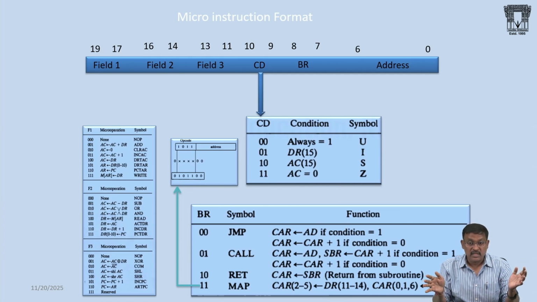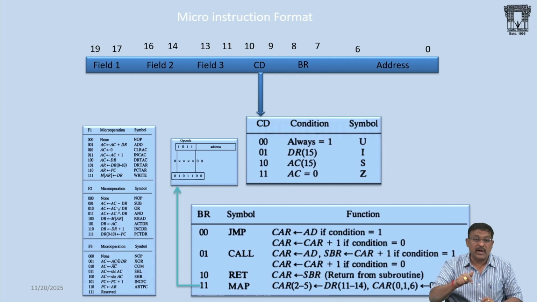What are the address bits? 0 to 7 bits. While mapping these address bits, the control address register bits 0, 1 and 6 are initialized with 0, and bits 2, 3, 4, 5 are mapped exactly with the opcode bits of the instruction. You can see it here.